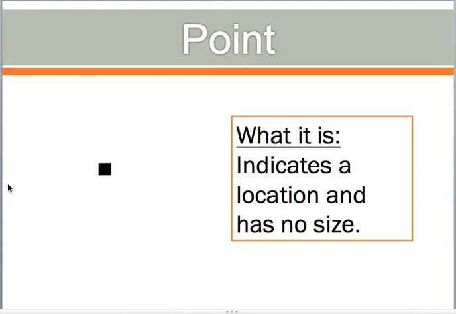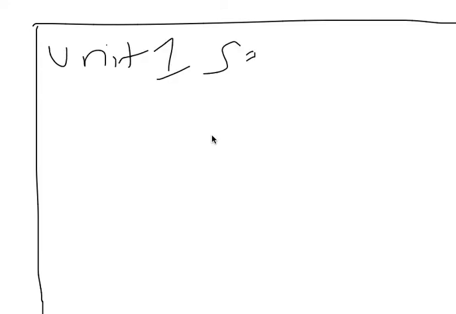Alright, so our first term is going to be a point. What you can do is create a table, and I'm going to show you what this table is going to look like. Let's see, so here's my paper, drawing an example for you. Here's your notebook paper, and at the top of the notes, label it Unit 1, Section 1.2. I apologize for my handwriting.